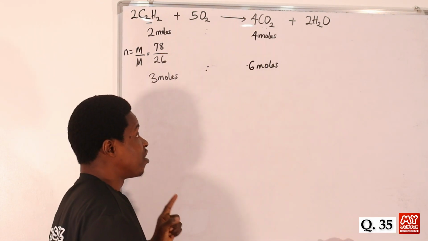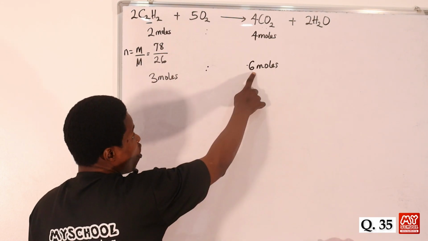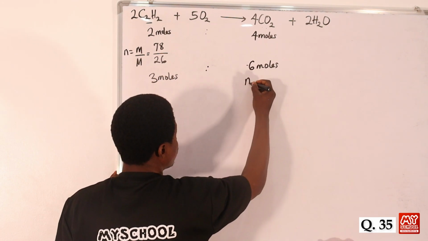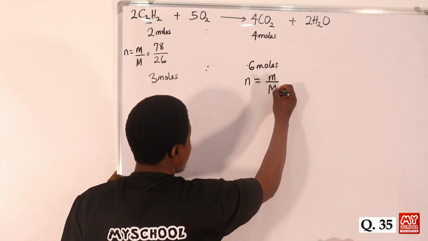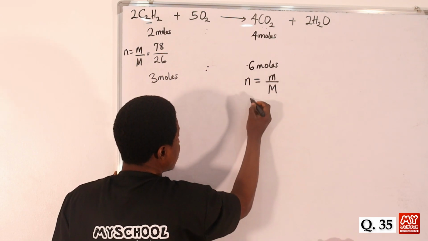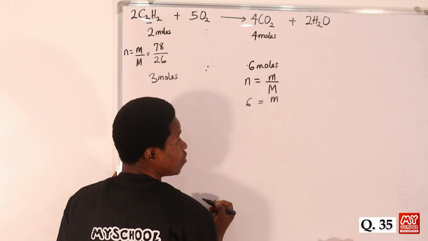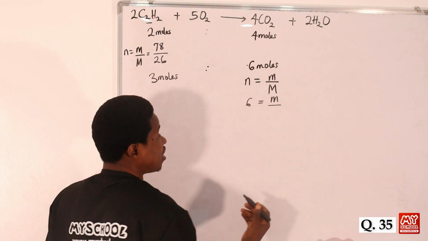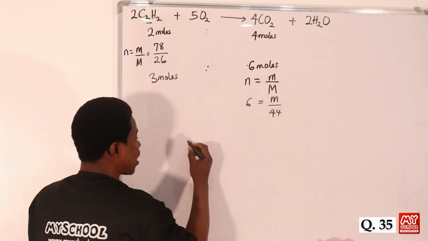Now, the question did not say we should find the number of moles. The question said we should find the mass of that. But we know, just like we did here, that the number of moles is equal to mass over molar mass. We already know the number of moles, which is 6. So we say 6 is equal to the mass, that is unknown, that's what we were asked to find, divided by the molar mass of carbon dioxide, CO2. Of course, that is 44. In case you are doubting, you can work it out.